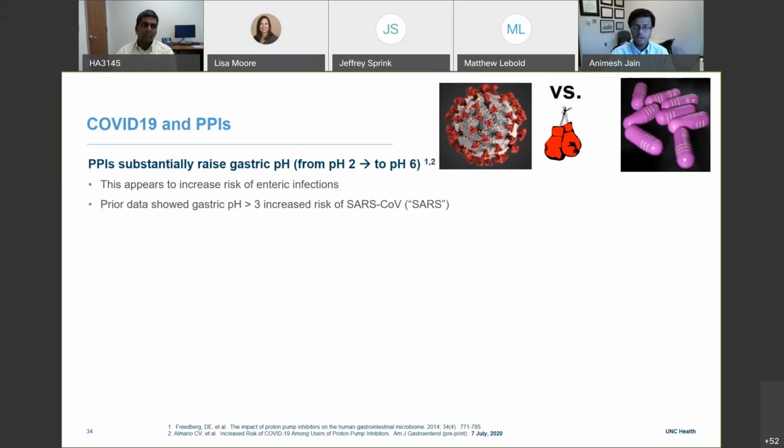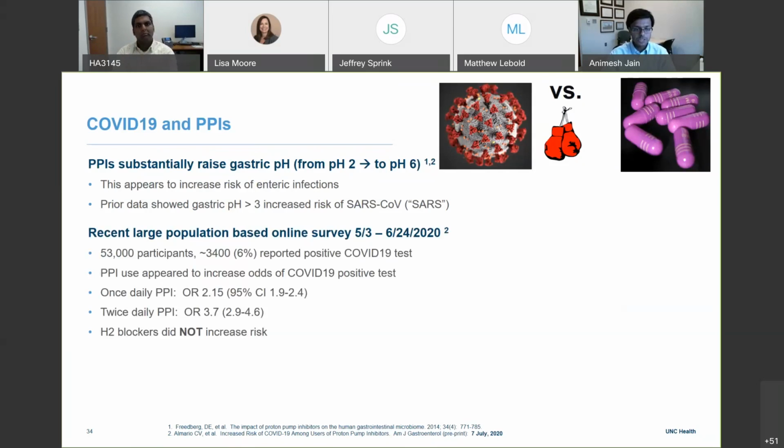And that decreased acidity in the stomach does increase the risk of enteric infections, such as C. difficile infection, which is established. Going back to the SARS coronavirus, there was some data with that virus that a gastric pH greater than 3 seemed to increase the risk of the SARS coronavirus. So that led to the theoretical concern that PPI use may increase the rate of SARS-CoV-2.